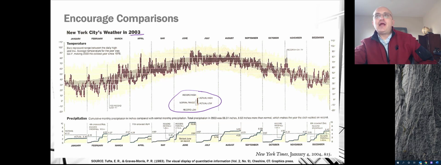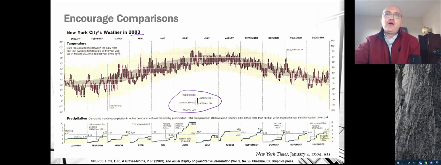The gray area tends to be the average range of low to high over many years. Although we don't know that for sure, so I'm not going to say that. But there's some range of years that gets aggregated in this data. And then the faint yellow range is the record high and record low. So the yellow range represents the range, literally the descriptive statistic called range, of lowest temperature to highest temperature on that day in that month.